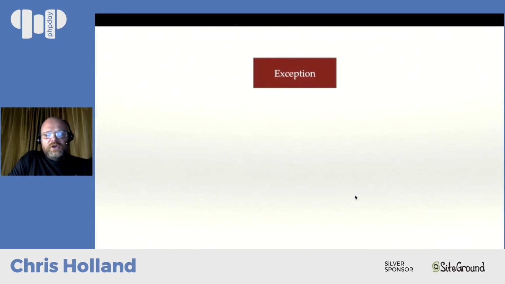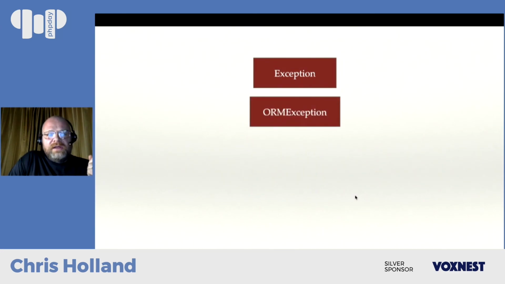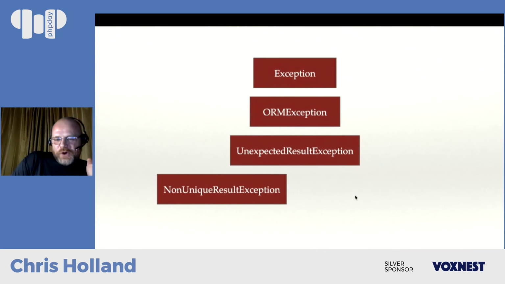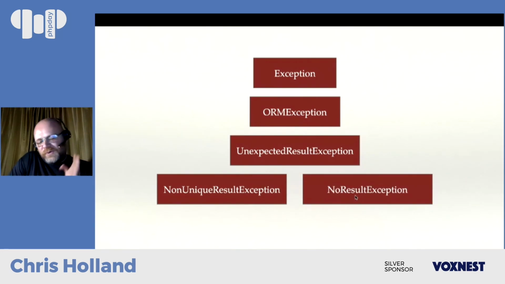So if I look at the class hierarchy, you have PHP's core exception class. And so Doctrine extends the PHP exception with its own exception class called ORM exception. ORM exception itself can have several subclasses, one of which is unexpected result exception. And unexpected result exception can have exactly two subclasses, which can be either non-unique result exception or no result exception, right?